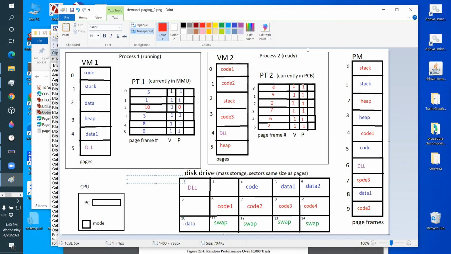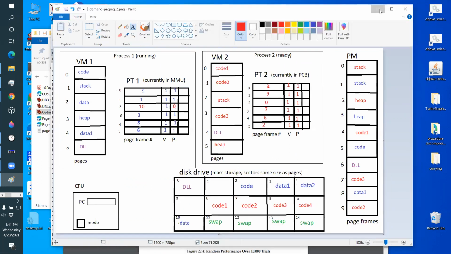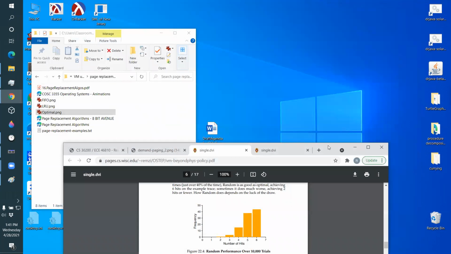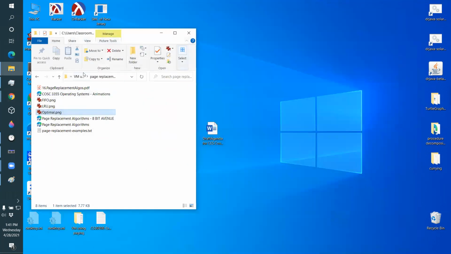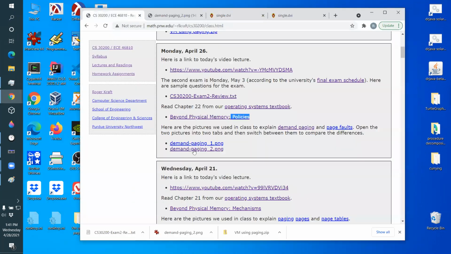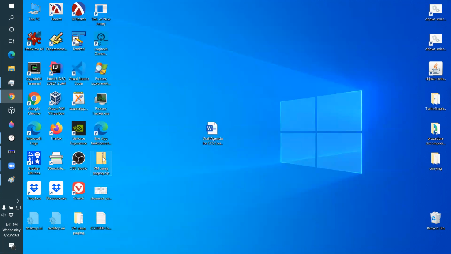Okay, now let's see what else we want to look at. I said that there was some code in that folder that could be useful. So let's look at this folder that I downloaded. This is the folder from here, this virtual memory using paging folder. I downloaded that zip file and I unzipped it.